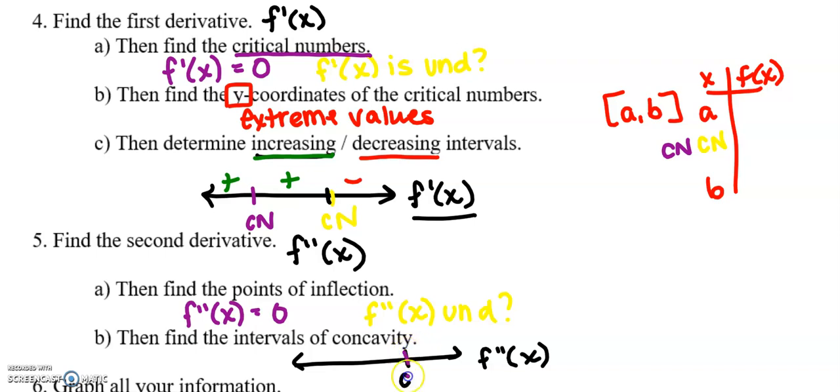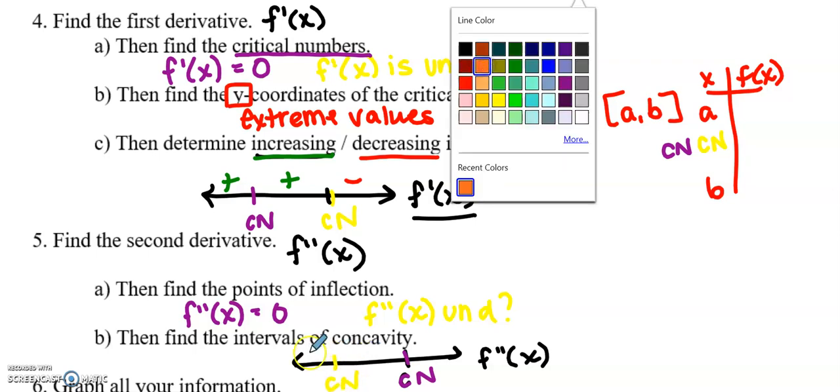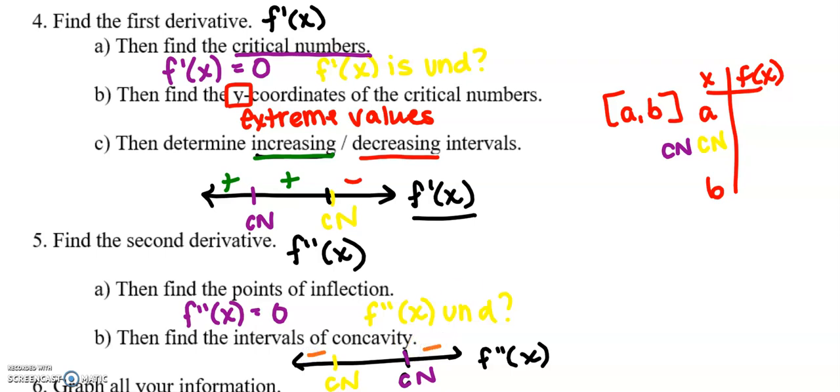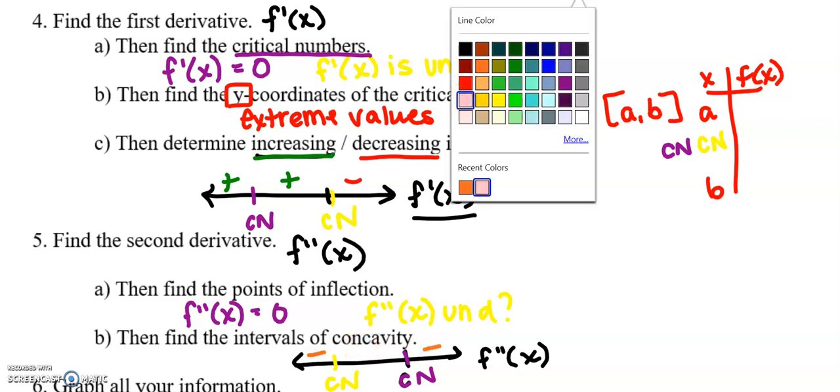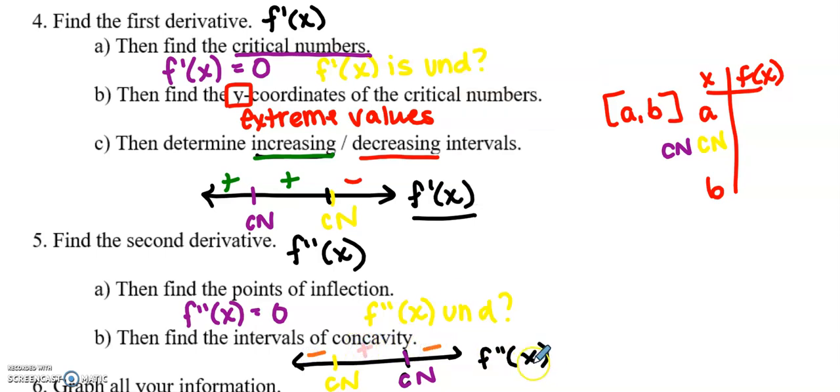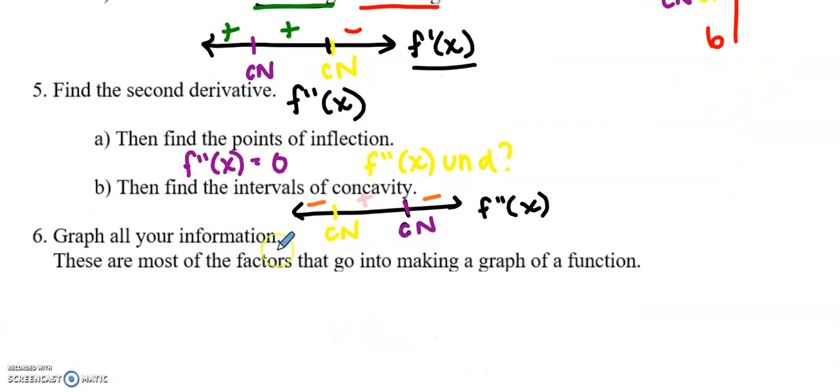That was supposed to be purple. Come on, pen, work with me. Plot those critical numbers, whatever they might be. Do some interval testing to see if things are concave up or concave down based on the sign of f double prime. Then we can put it all together to graph our information. These are most of the factors that go into making that graph.